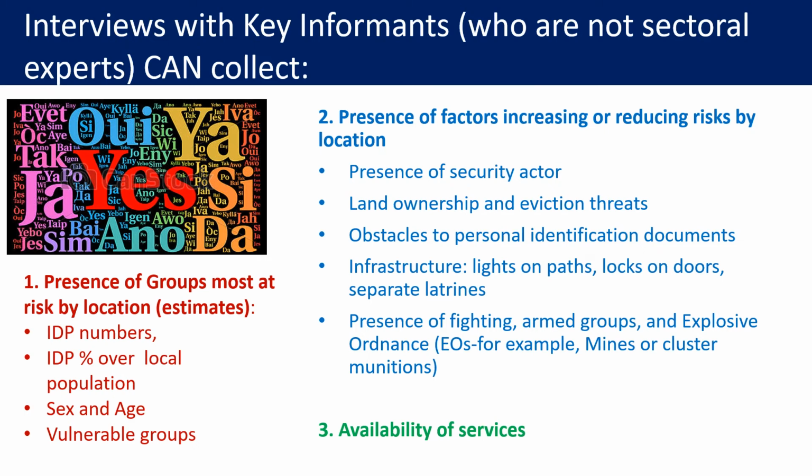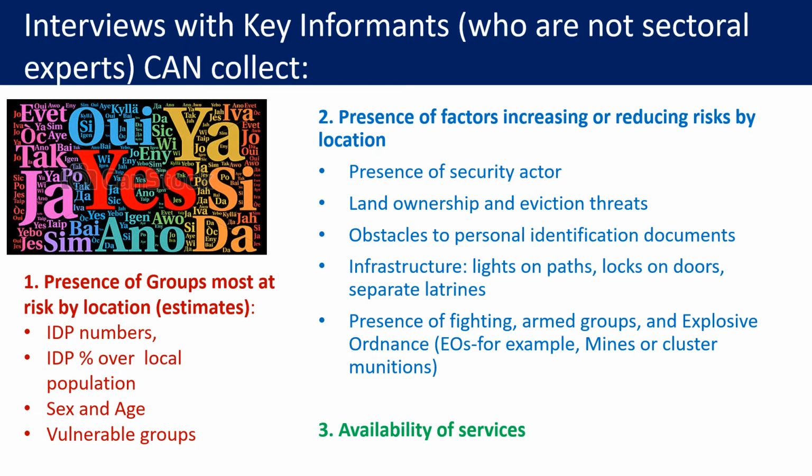We have seen what we cannot collect through key informant interviews, but there are a lot of things we can collect. And so what are they? These are the things, for example, that we can collect through key informants who are not sectoral specialists. Presence of groups most at risk by location, the estimates of the number of IDPs, the percentage of the IDPs over the local population, percentages of sex and age groups, and of vulnerable groups. So we cannot collect what groups are at risk, but we can definitely collect an estimate of how many people of that group are in a location.